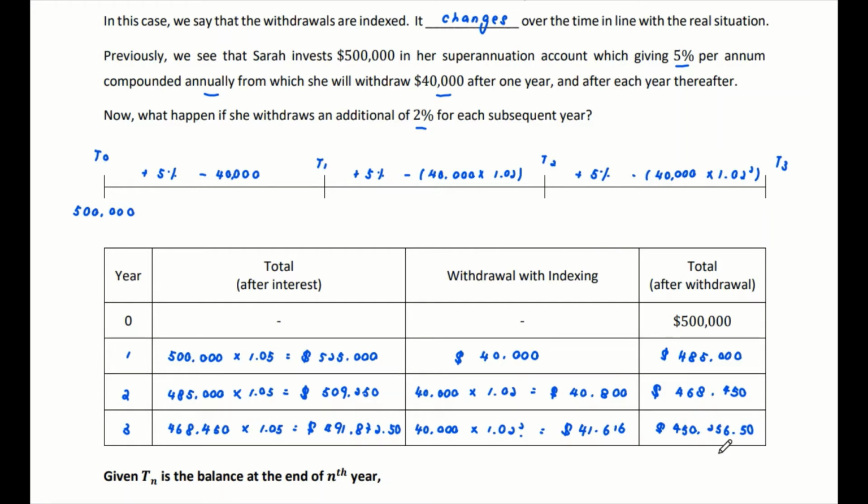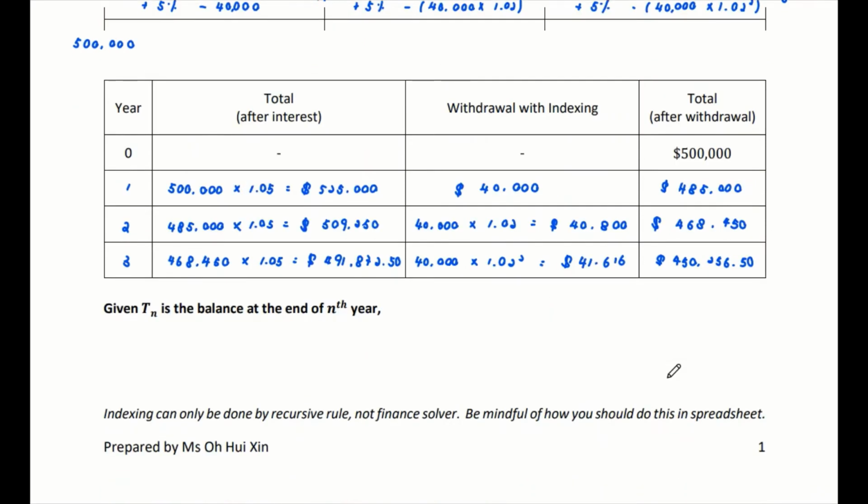So obviously, when you try to look at this sequence, when you compare to the previous one that we had, definitely the one with indexing, you are going to use up your money in a shorter period. Reason being, I think it's very obvious, because the money that you are withdrawing each year is increasing. So the money in your annuity is decreasing faster, right? So at the end of the day, with less interest earned and also with more withdrawal that you are taking out, the account is going to last shorter when you compare to a normal one. Okay, so let's try to write our recursive rule here.